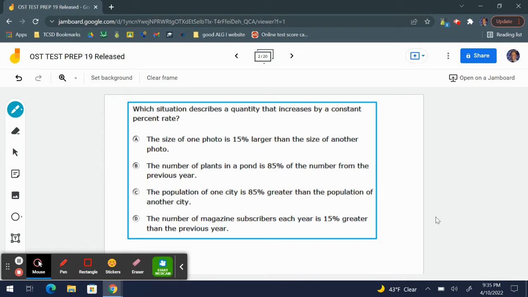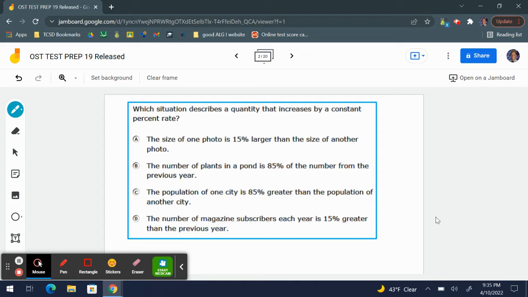Question 2 is on our way now. Which question describes a quantity that increases by a constant percent rate? So this is kind of a reading type question. Maybe this is one of the reasons why this one got the boot when it came to releasing the questions.